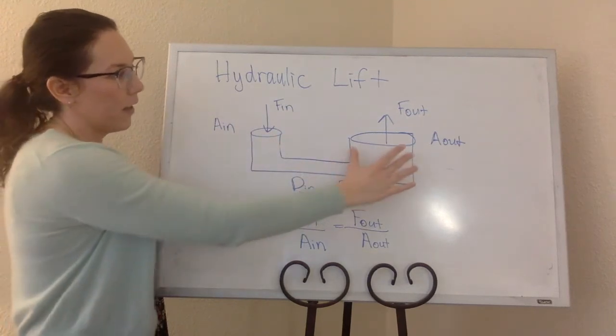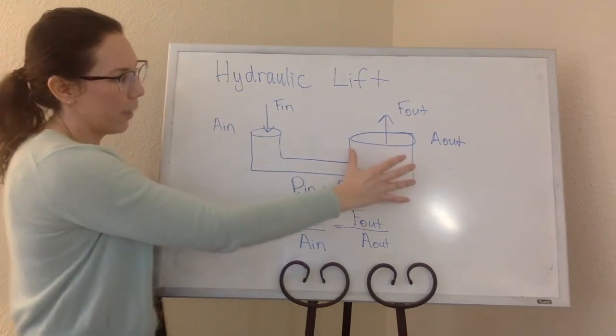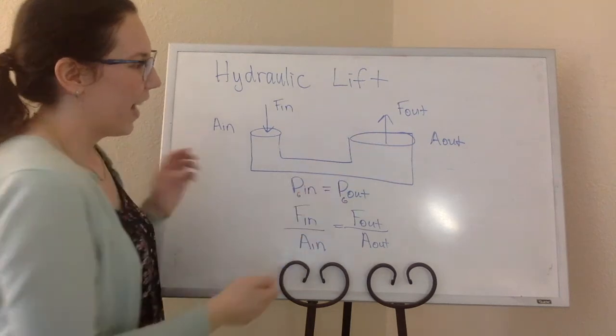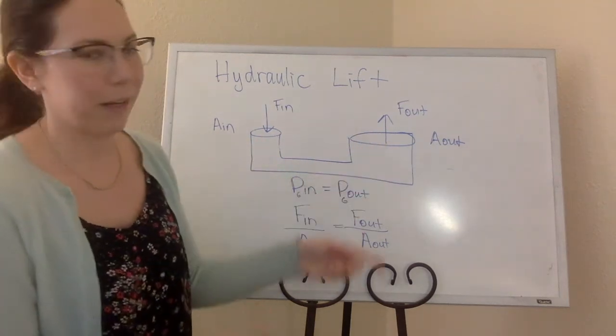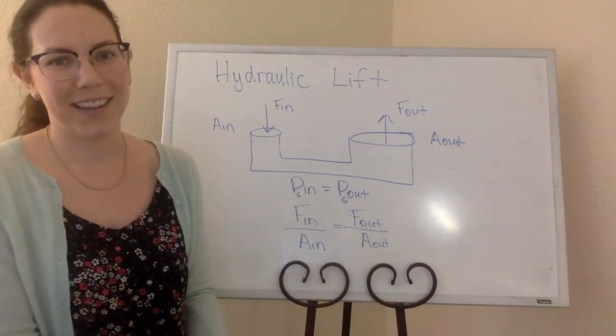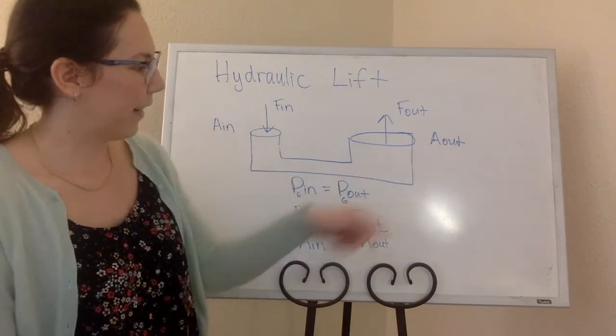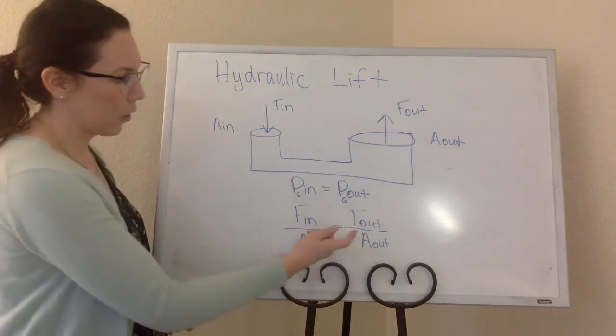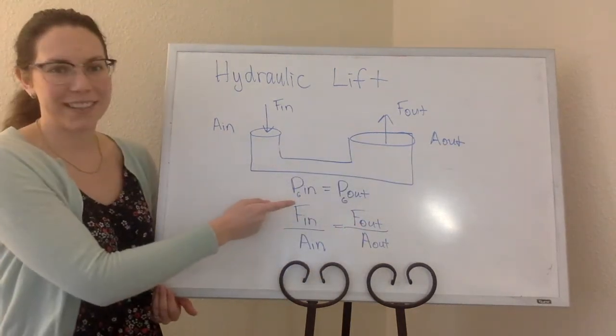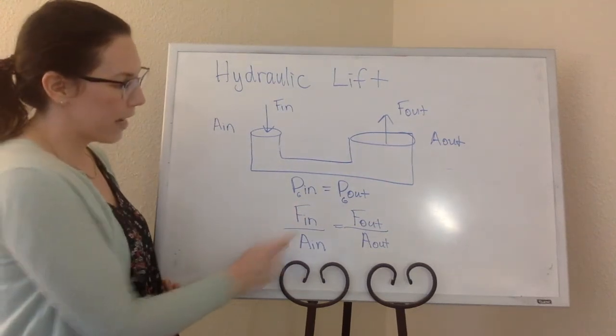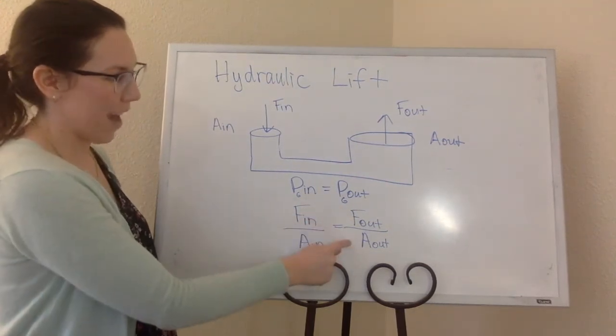And then over here on this open side of the container as well, we have an output pressure as that pressure transfers all the way through the fluid and exerts a force on the other side. And the surface area there is A out. So we get this ratio equal because the gauge pressure is equal there. F in over A in equals F out over A out.